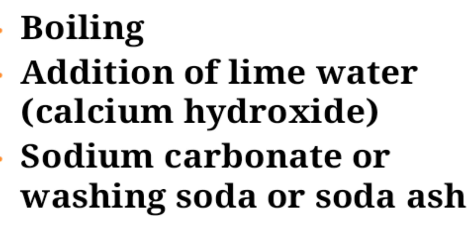The hardness of water can be removed by boiling. Usually by boiling, temporary hardness is removed. For removing the permanent hardness, we can add lime water or calcium hydroxide, or we can use sodium carbonate, washing soda or soda ash in order to remove the permanent hardness of water.